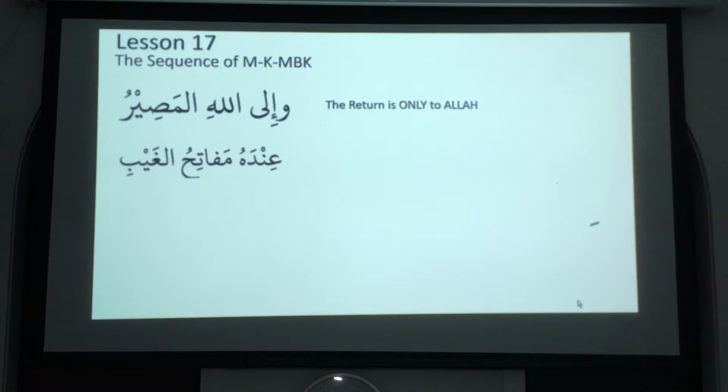So the return is only to Allah, and we say the keys to the unseen. Is there any other word other than only? No, only. At the moment, I said there are 4 reasons. One of the reasons is to put only. The other 3 reasons, any other word, we'll learn about later. This only will come.